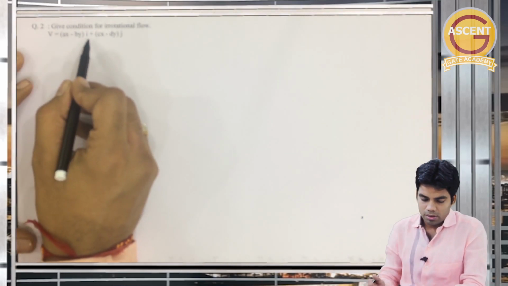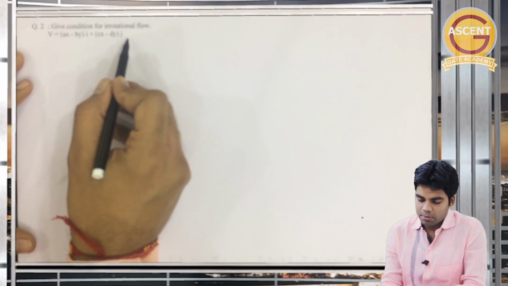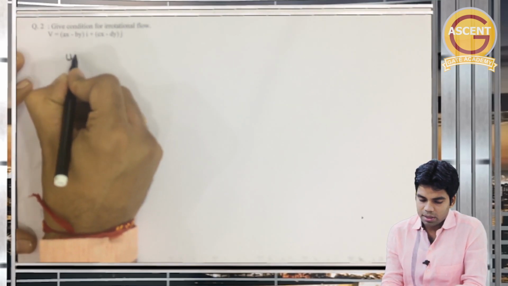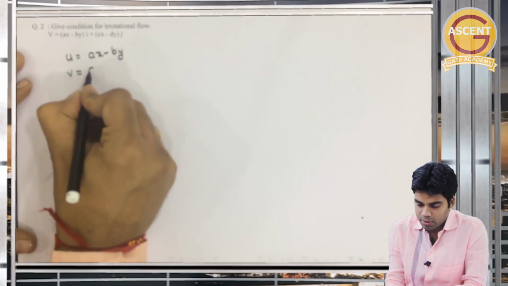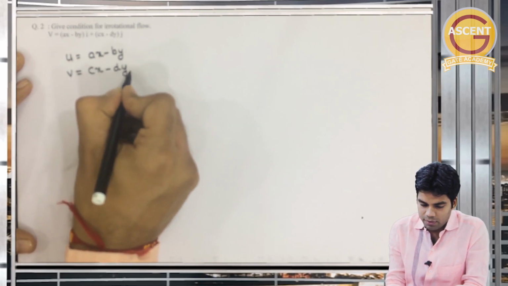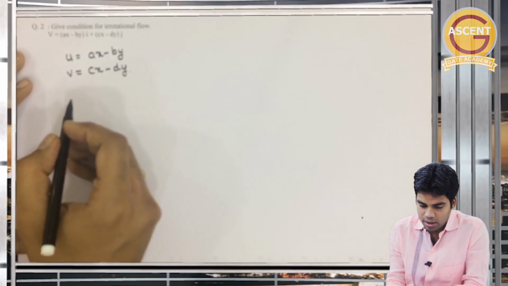Okay, next question: give the condition for irrotational flow. Here v is given as (ax minus by)i plus (cx minus dy)j. So from here we can say u will be equal to ax minus by and v will be equal to cx minus dy.